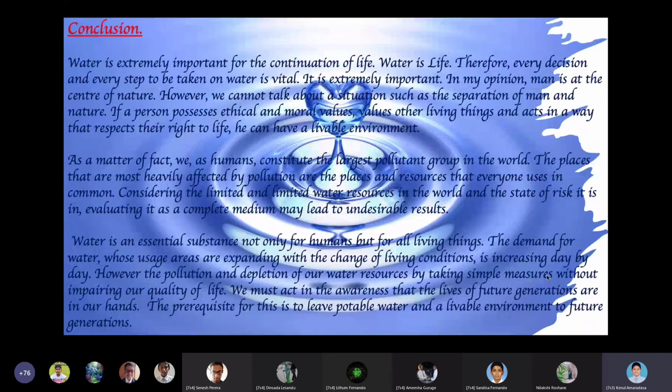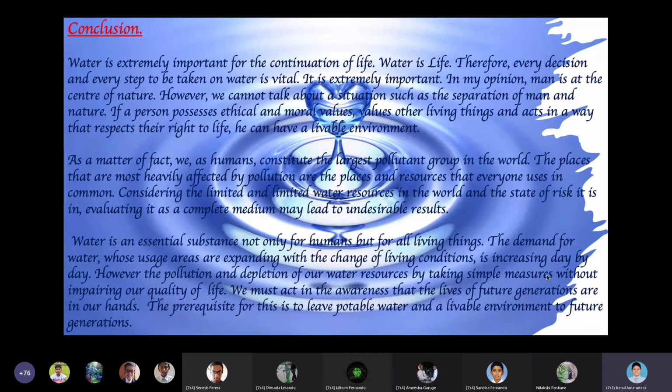However, we cannot talk about a situation such as the separation of man and nature if a person possesses ethical and moral values, respects other living things, and acts in a way that respects their right to life. He can have a livable environment. As a matter of fact, we as humans constitute the largest pollutant group in the world. The places that are most heavily affected by pollution are the places and resources that everyone uses in common.